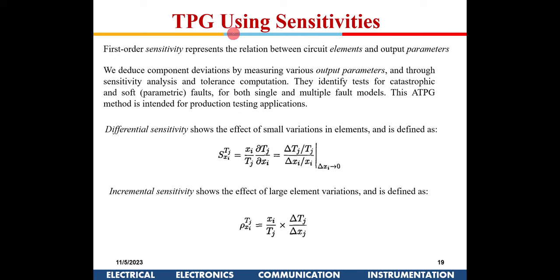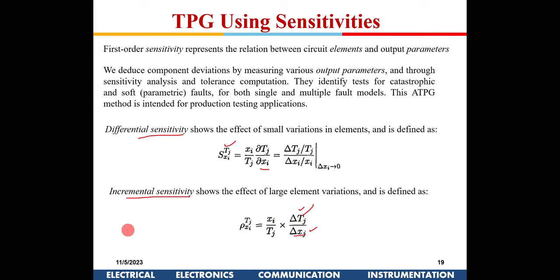This is known as test pattern generation using sensitivities. Here what we do is differential sensitivities: the change in the output for a small change in one of the parameters of the circuit. Incremental sensitivities are the change in the output for a relatively larger change in the value. So this delta xj could be a change in the resistance value, or a change in the overall gain.